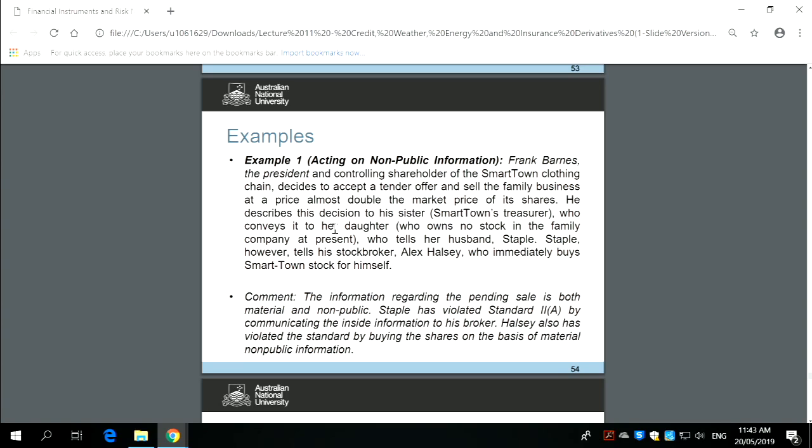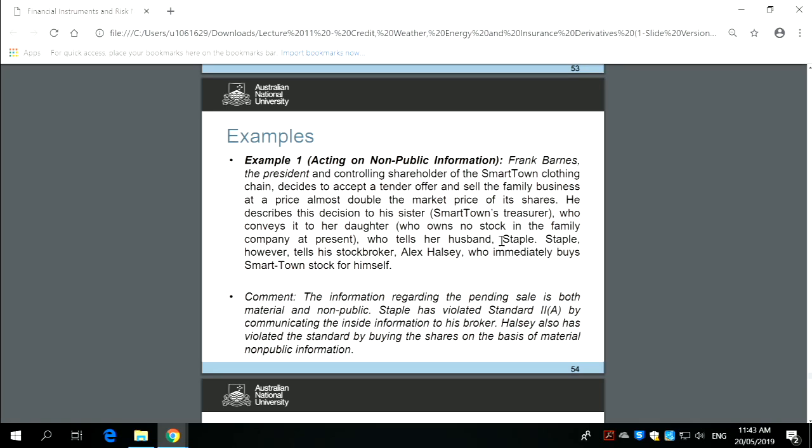So is there any violation there? Let's think about this. First of all, Frank tells that information to his sister, who worked as a treasurer in Smart Town. I think that's probably okay, because if you're the treasurer of Smart Town, you are one of the top executives, so that's the sort of information a top executive can get access to. Up to that point, everything seems fine. But then the treasurer tells her daughter, and then the daughter tells her husband, Staple.